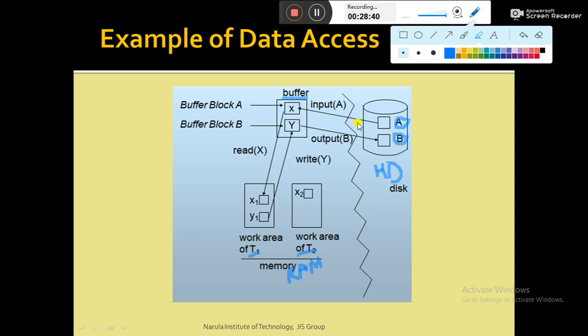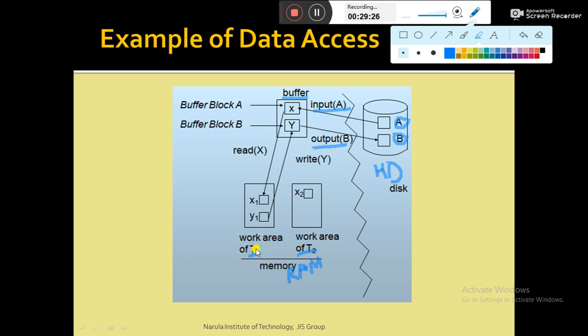So whatever data items a transaction is going to access, first the database copies the content of A and B from the hard disk to the local buffer, and these are X and Y. X corresponds to the copy of A, Y corresponds to the copy of B, and the copy of A from hard disk to RAM is performed with the help of the input(A) operation. And what is output(B)? Output(B) means outputting the content of Y from the buffer to the hard disk. So input is a read operation into the local buffer, and output is a write operation from the local buffer.